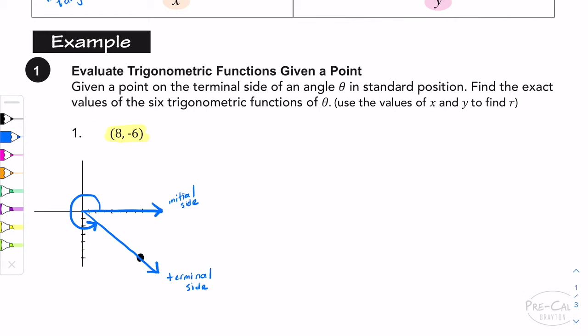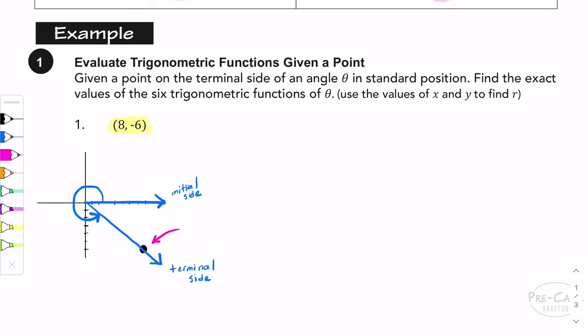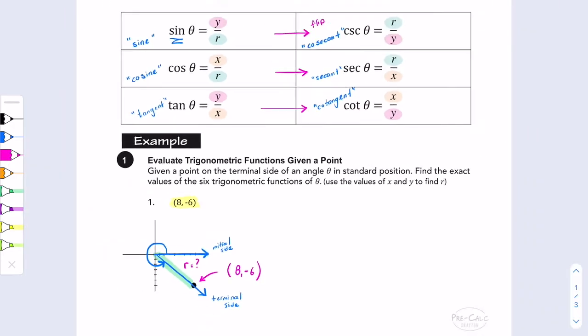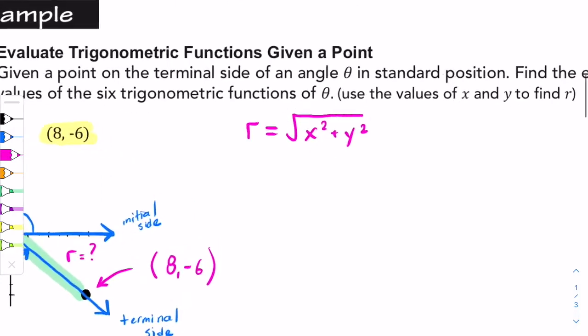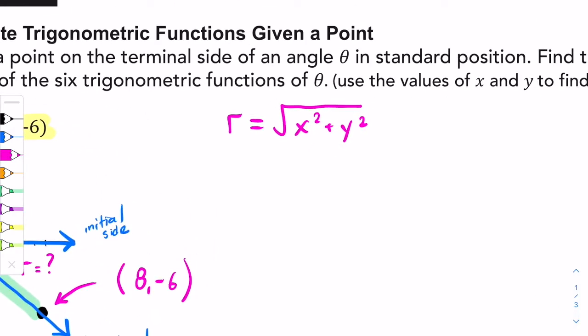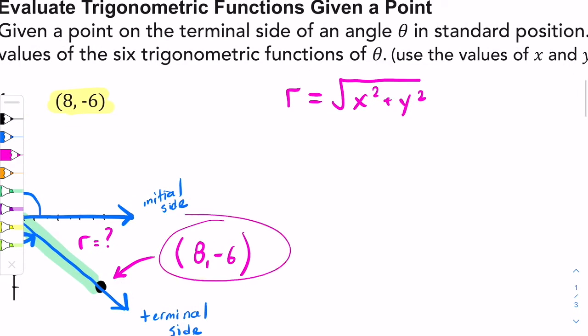All right, we know that this point right here is located at 8, -6. But what we don't know is the length of r. So we need to find this length that I just highlighted in green. We're looking to find what is r. So in order to calculate that, we use the formula I gave you above, up here. R is equal to the square root of x squared plus y squared. Your x value and your y value are the values that you use to plot the point. So it is these values here.